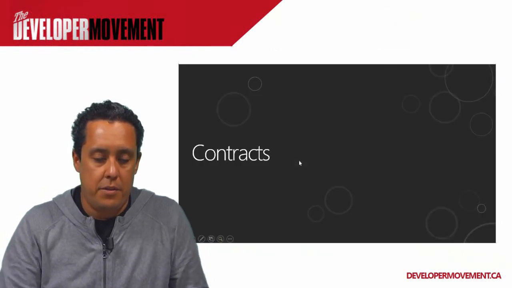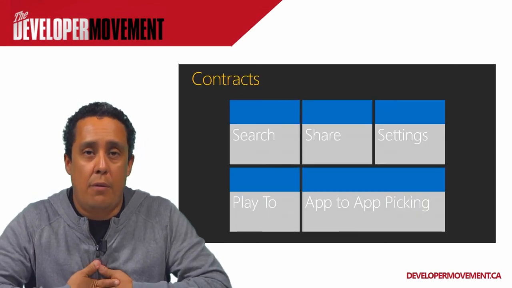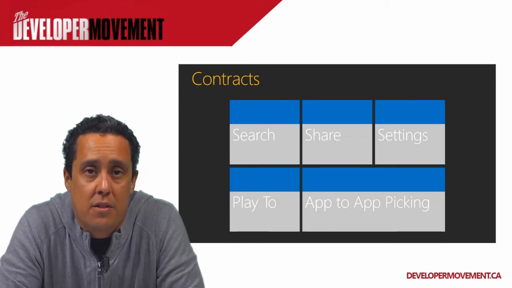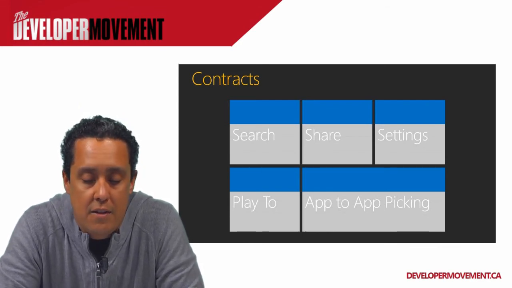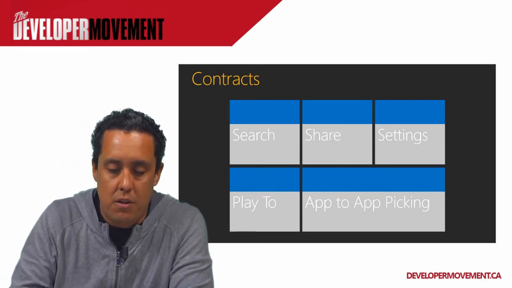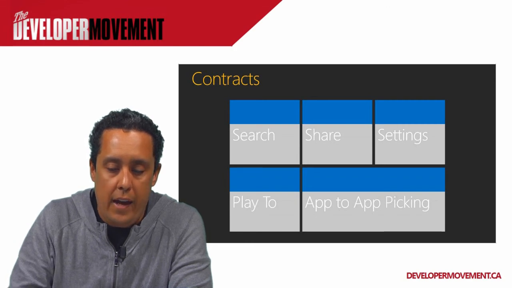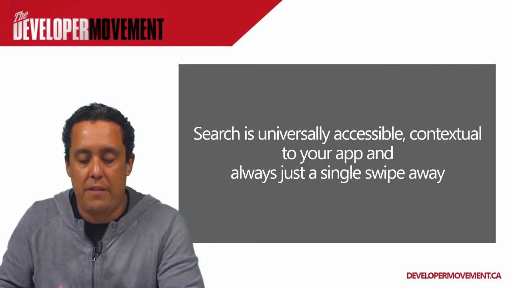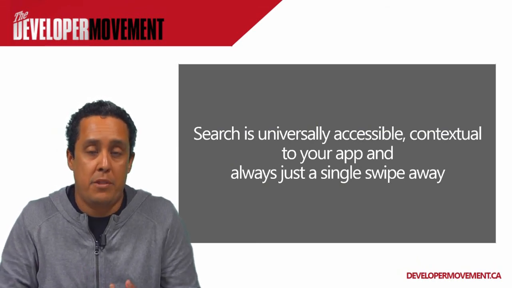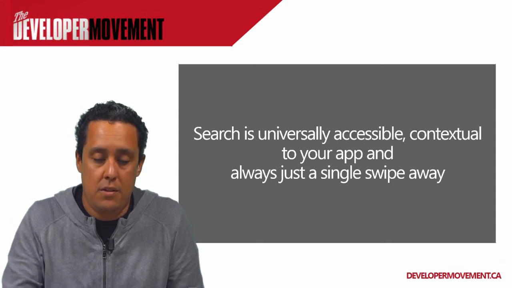So contracts are next. Contracts essentially allow you to integrate directly and more deeply with the Windows 8 operating system. You have things like search, share, settings, play to, and app to app picking. One of the main ones that are used are search and share. Search is universally available within Windows 8. You could search apps that you have installed. You could search contextually within applications.